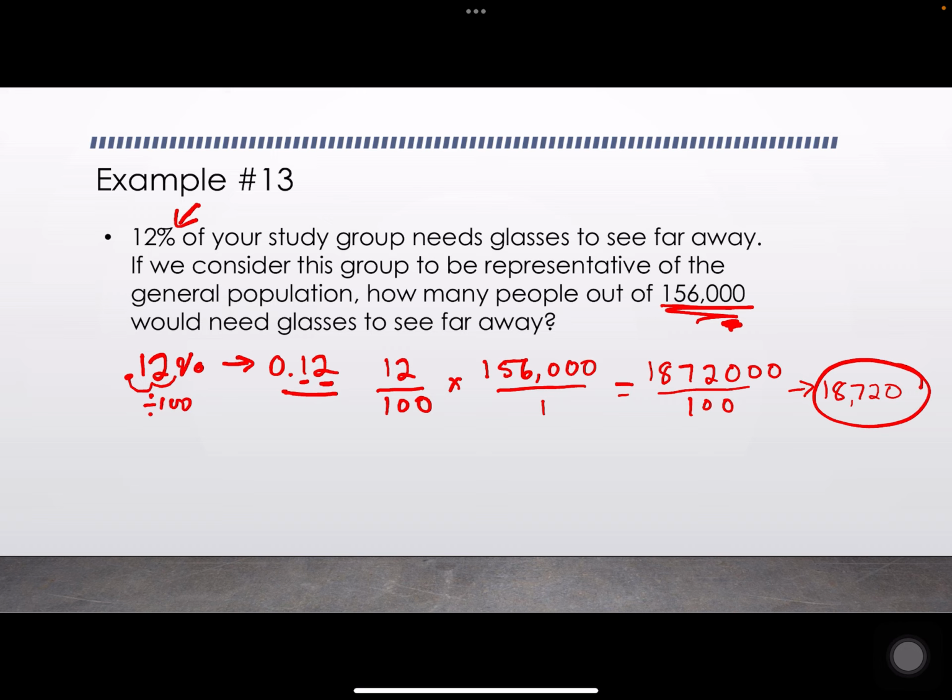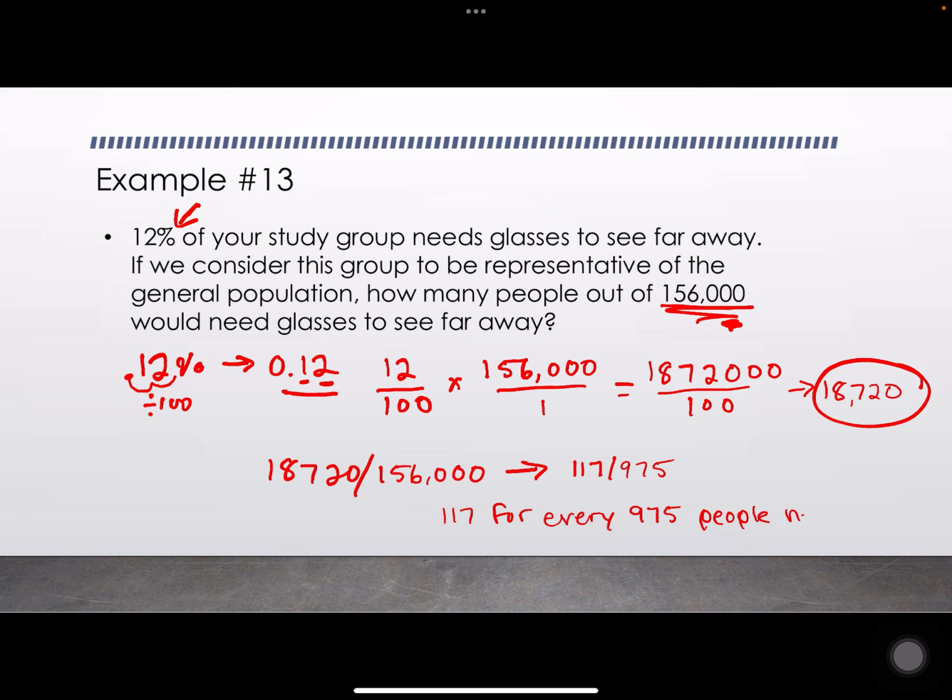We could also turn this into a rate if the question was looking for that. We could use this proportion. We could say 18,720 per 156,000 people needed glasses. That can be reduced to, I believe, 117 over 975. Then we could say 117 for every 975 people in the population need glasses.